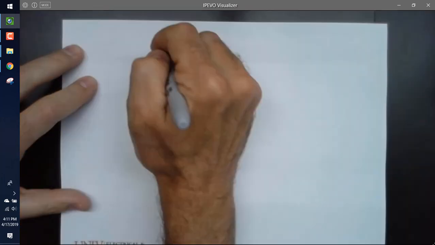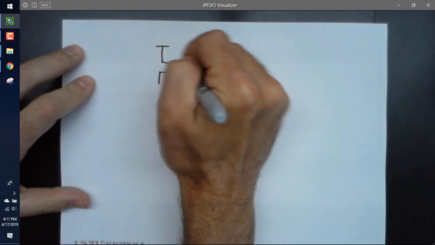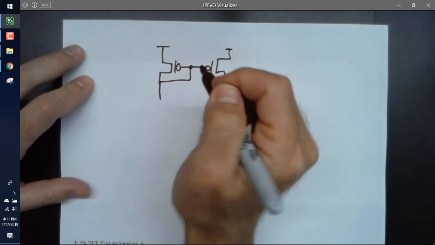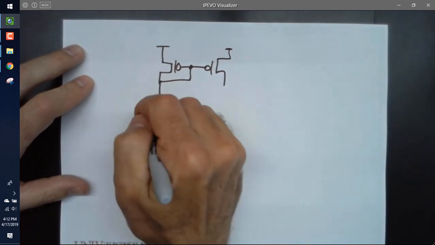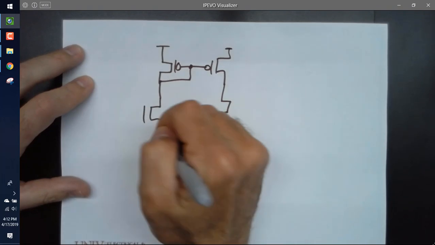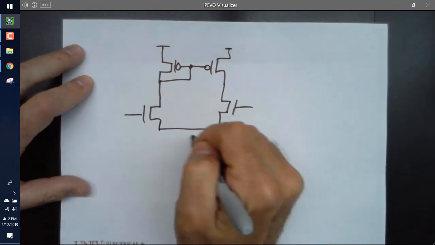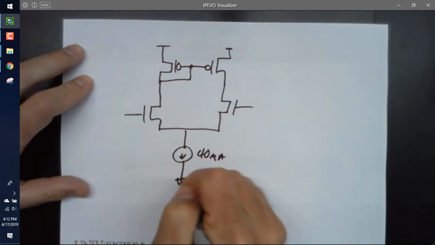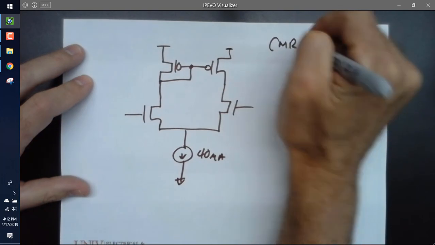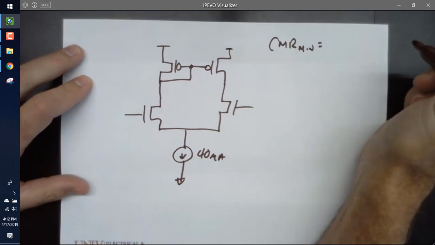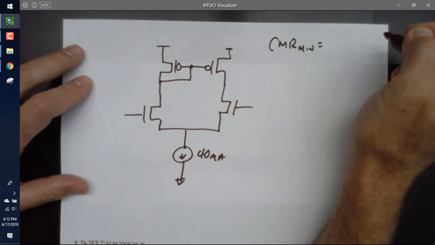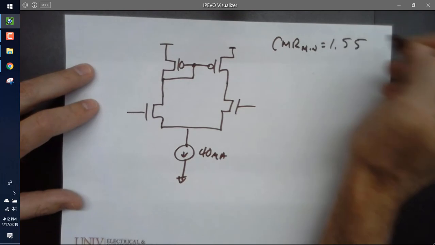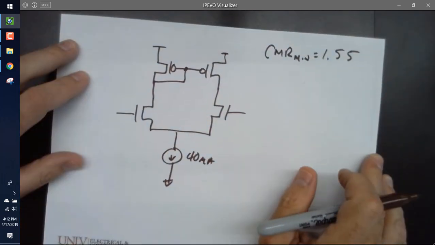Yep. All right, so let's do this. I think it's the same problem just with the current source load, right? Oh, what's the input common mode range? Does it ask that? Yeah. And what is it? What is the common mode range min? I didn't change anything down here. It's the exact same thing.